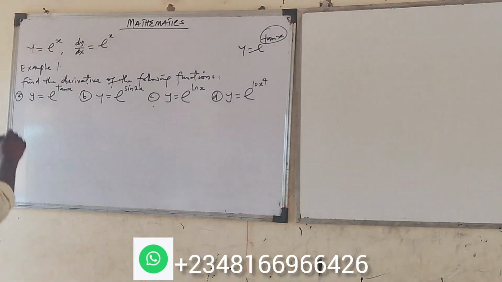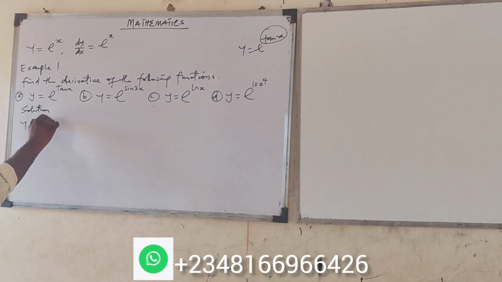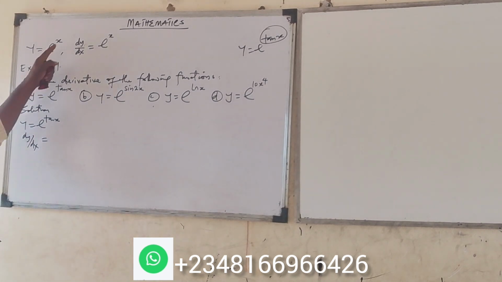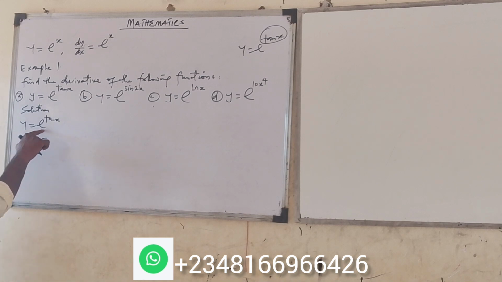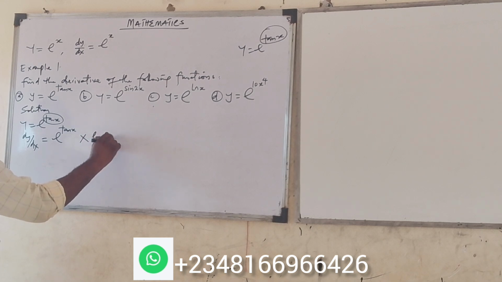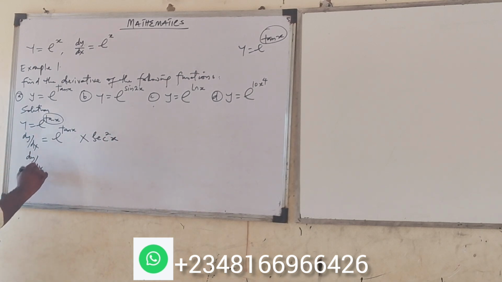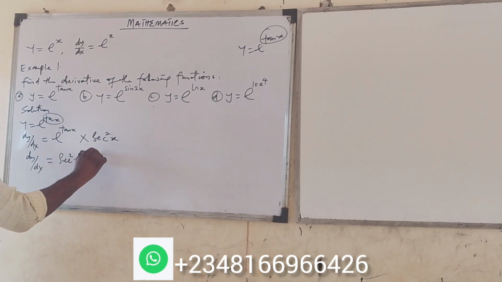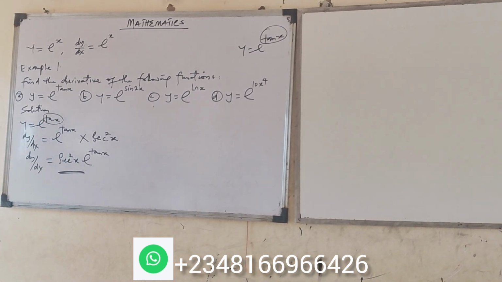Now solution. If y is equal to e raised to the power of tan x, find dy/dx. Now remember we said when you differentiate e power x, it gives you e power x. So here we are differentiating e raised to the power of tan x. You differentiate this, it gives e raised to the power of tan x, then you multiply it by the derivative of this function. And of course when you differentiate tan x, it gives sec squared x. So dy/dx will be equal to sec squared x, then e raised to the power of tan x. That is dy/dx.